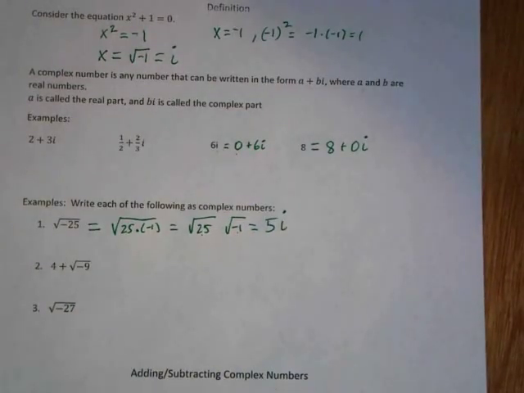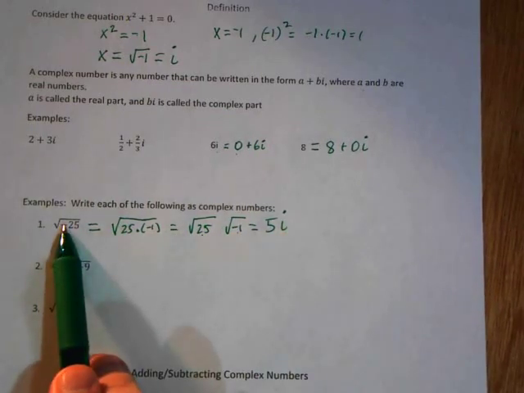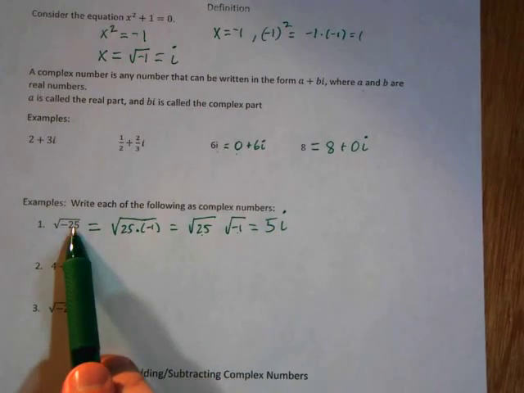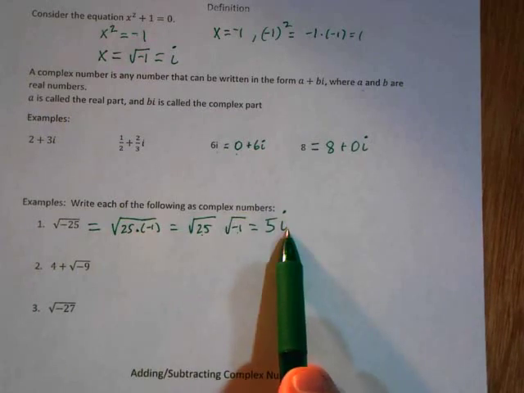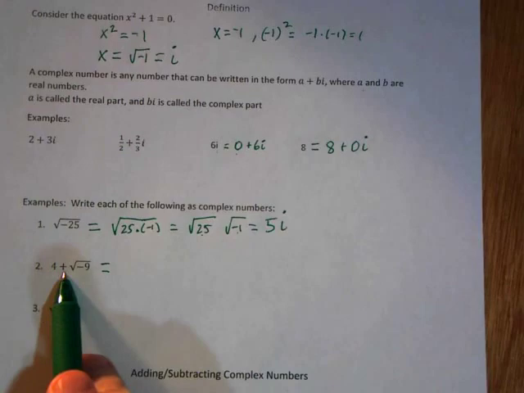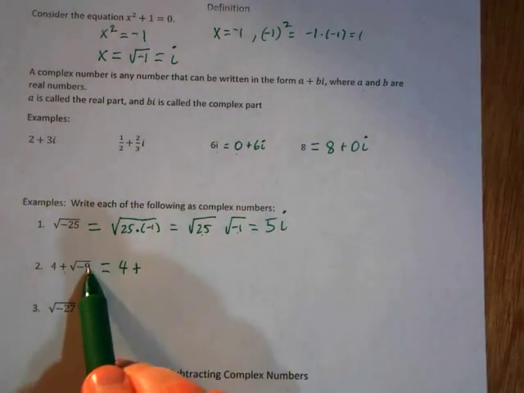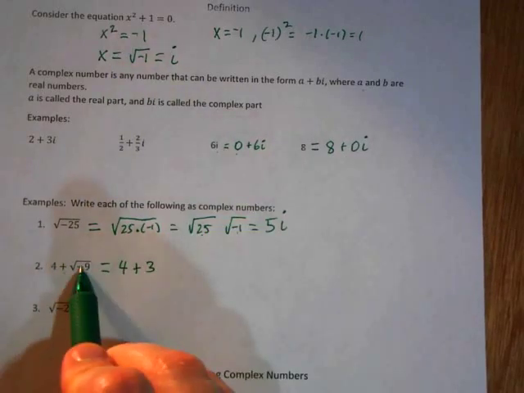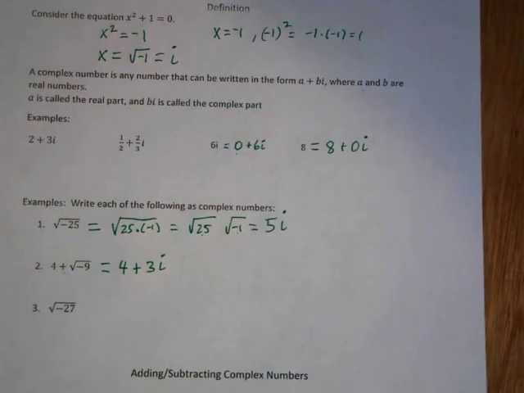So basically what's going to happen, we wouldn't normally put all these intermediary steps in. When you have a negative under a square root, you're going to square root the number as normal. Square root of 25 is 5, and the negative causes an i to happen. So 4 plus square root of negative 9, that would be 4 plus square root of 9 is 3, and because there's a negative under the square root, we get an i. And that's really all there is to that.